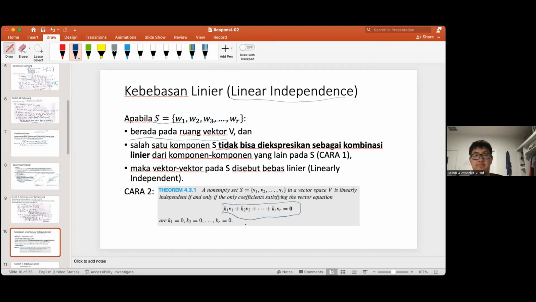This is applied, and we get this. If this is applied and K1, K2 until KR are all equal to 0, that means all the vectors inside this component S are called linearly independent of each other.